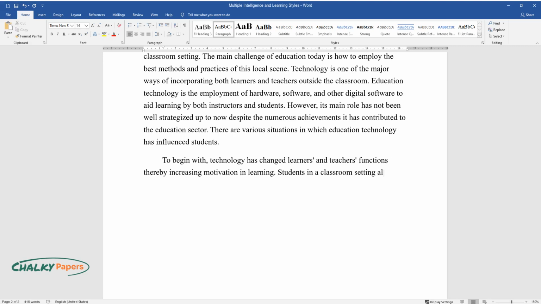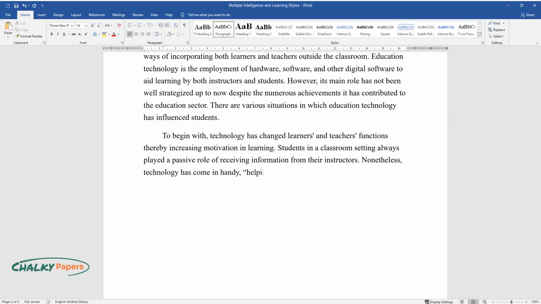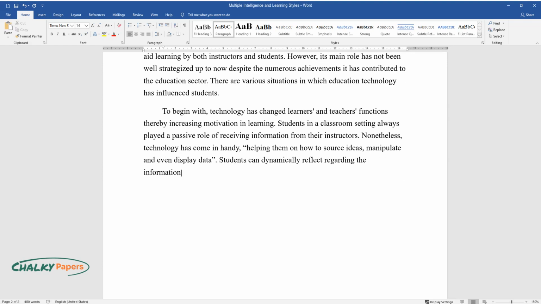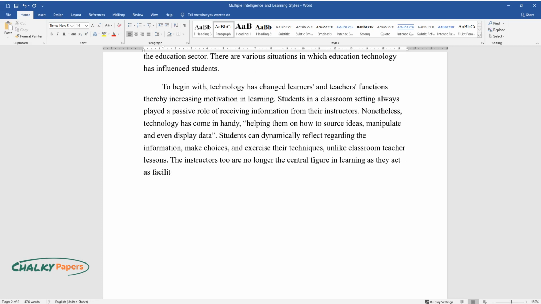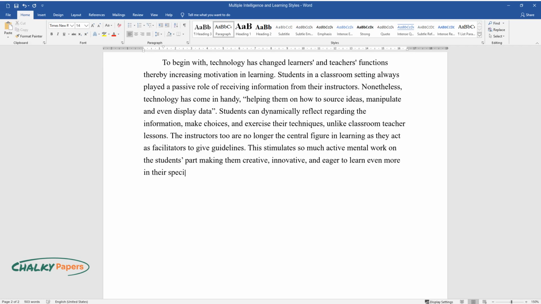Students in a classroom setting always played a passive role of receiving information from their instructors. Nonetheless, technology has come in handy, helping them on how to source ideas, manipulate and even display data. Students can dynamically reflect regarding the information, make choices, and exercise their techniques, unlike classroom teacher lessons. The instructors too are no longer the central figure in learning, as they act as facilitators to give guidelines. This stimulates so much active mental work on the students' part, making them creative, innovative, and eager to learn even more in their specific areas of study.